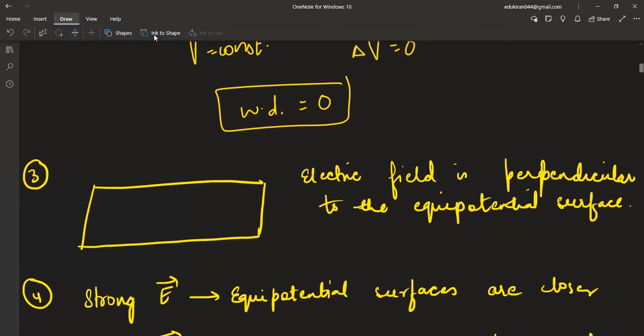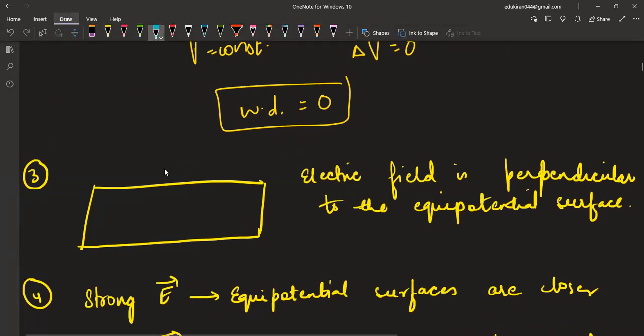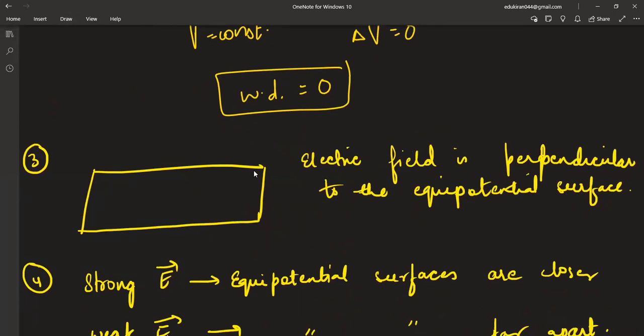Now the third point is electric field. If I tell you this is an equipotential surface, then whenever you draw an electric field, we draw no electric field lines tangentially. We have all done this. Just draw the electric field perpendicular to the surface. Any point you take, electric field will be perpendicular to the surface. All right.